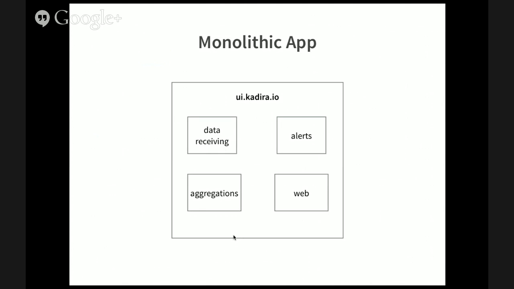Right. First, let's look at an application. Let's say our application is monolithic. Then it will be something like this. This is our Kadira application. We have the data receiving part inside a single application. We have the alerts, we have the aggregation, we have the web components and the UI and everything in a single application. Actually, this is not the way we are doing it now. If we build this in a monolithic way, this is how it looks.